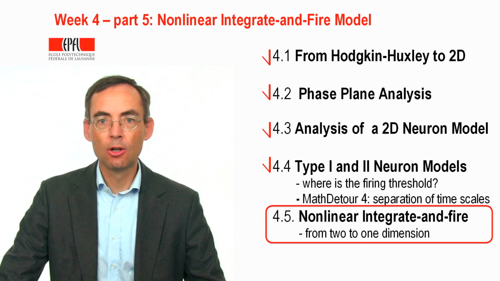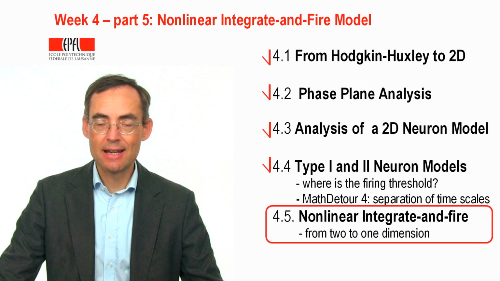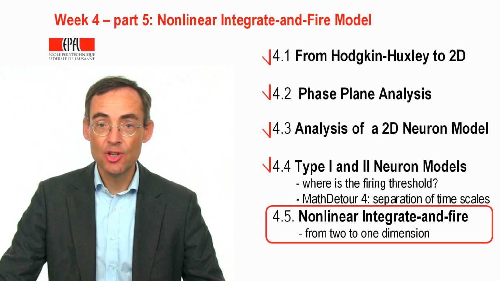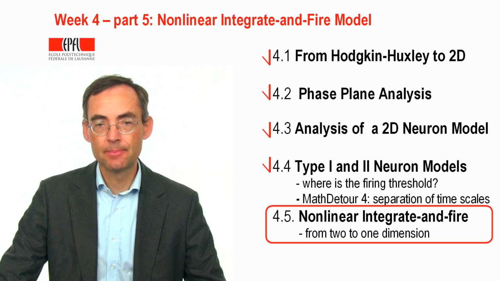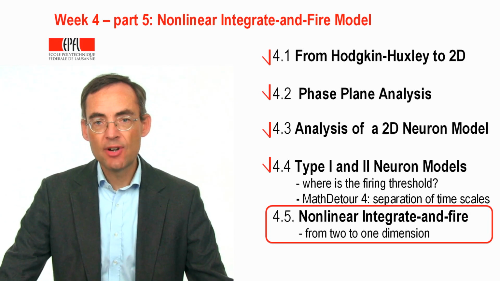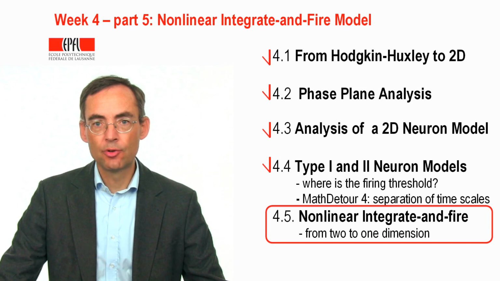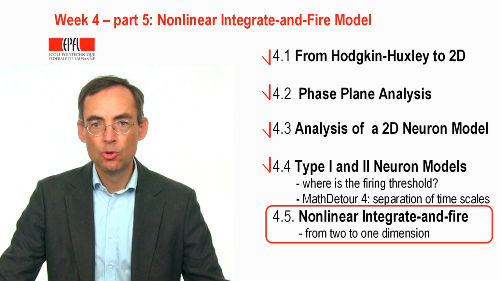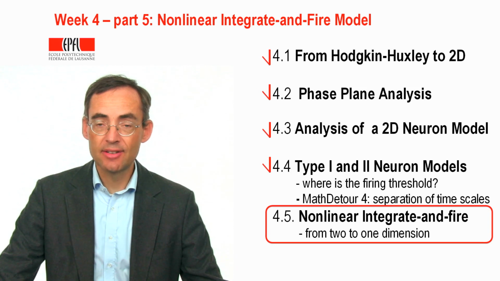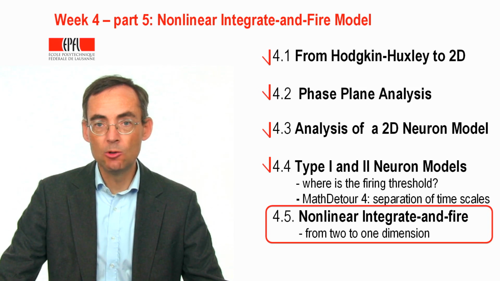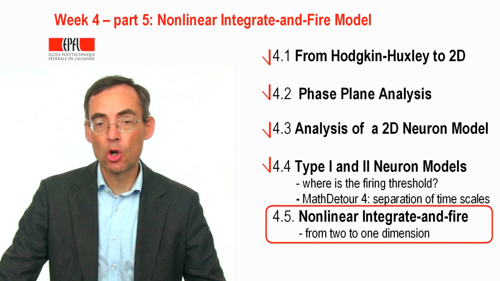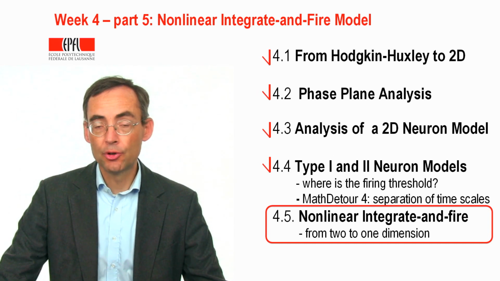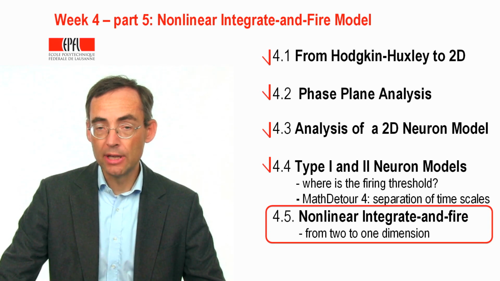Wow, this has been a long series of lectures for me to teach, for you to watch and listen. And yes, this is the final lecture of week 4 of the class Neuronal Dynamics. I will use this final lecture to make a transition from the two-dimensional neuron models to the nonlinear integrate-and-fire type models that we have seen in week 1. And this is important because it's with these reduced models that we will work for the following 2 or 3 weeks.